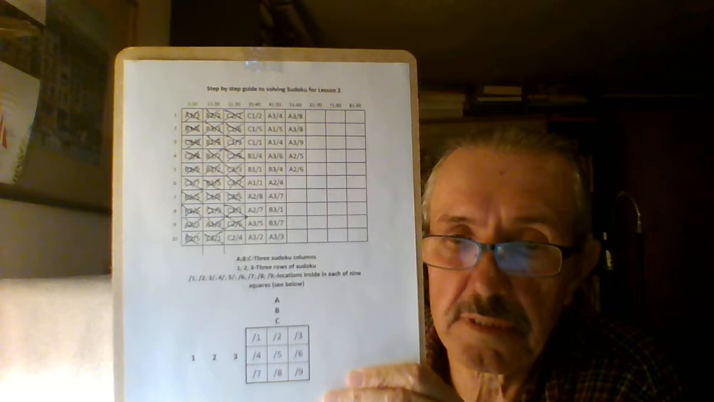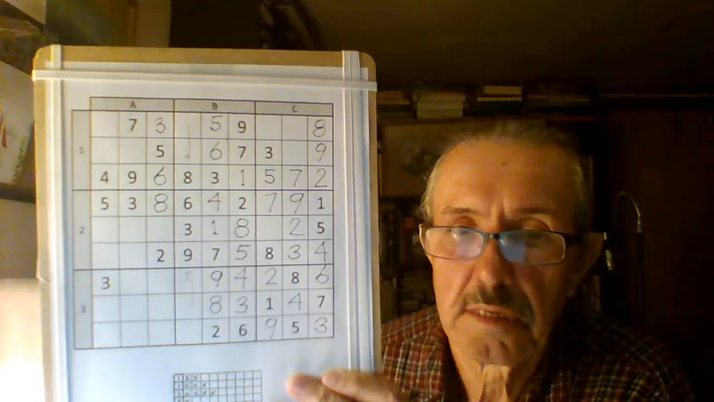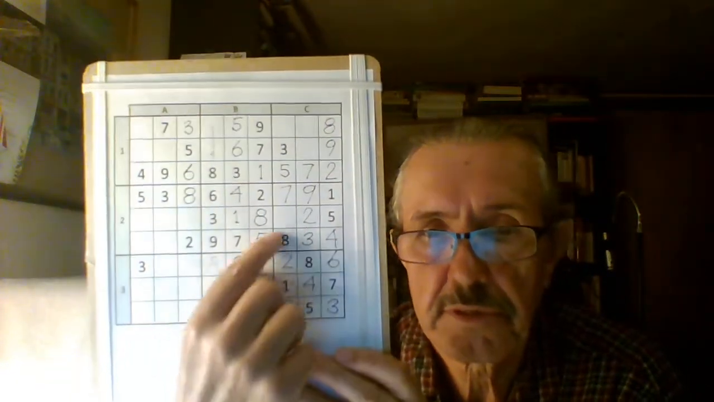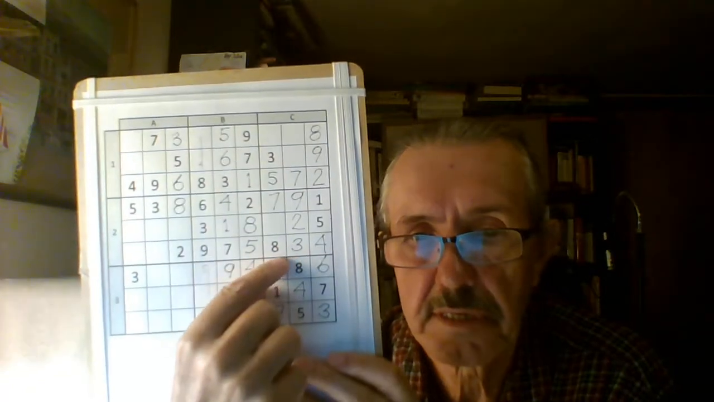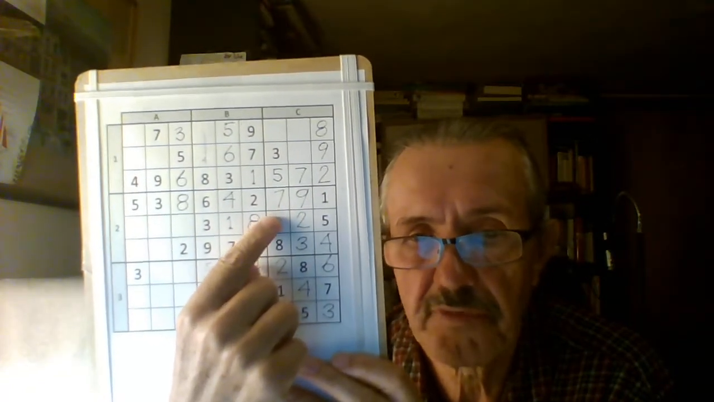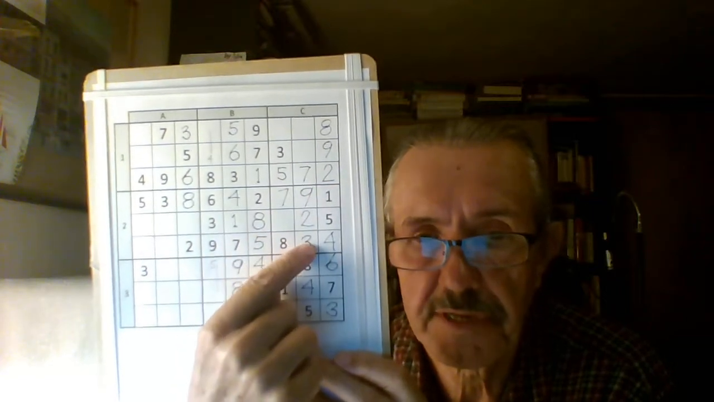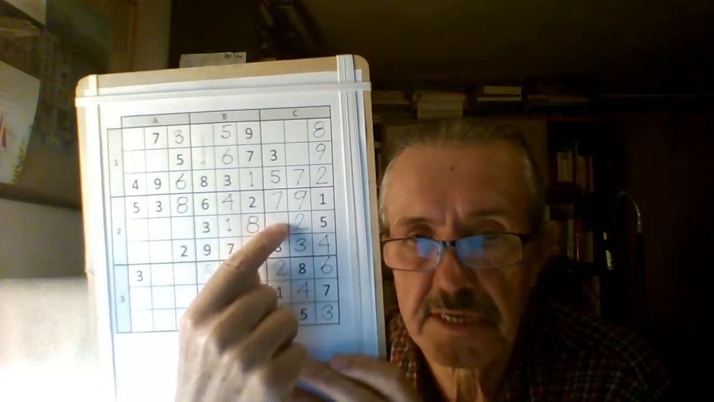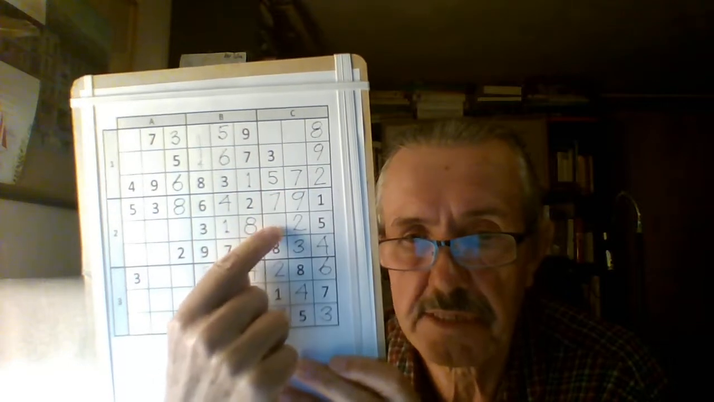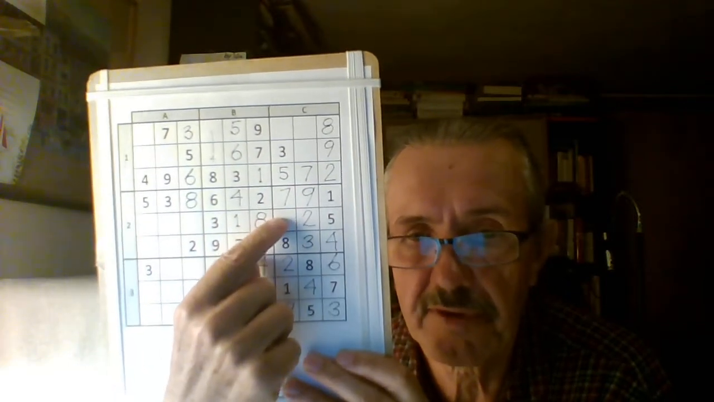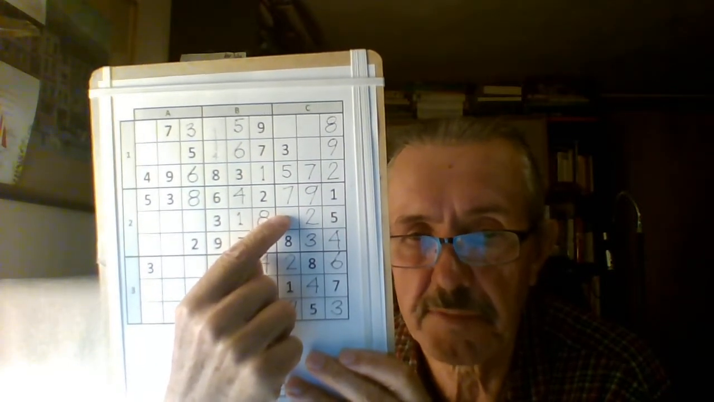Next step is square C2 location 4. C2 is this square, location 4 will be for number 6. 1, 2, 3, 4, 5, 6, 7, 8, 9. There is one available location for number 6.